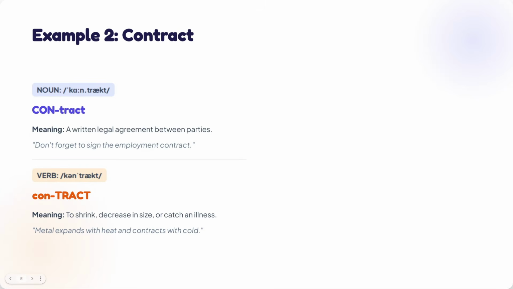And contract, the verb, which means to shrink. Or it can also mean to catch an illness, like you contract the flu. So we have contract, contract, contract. And now for the verb, contract, contract.